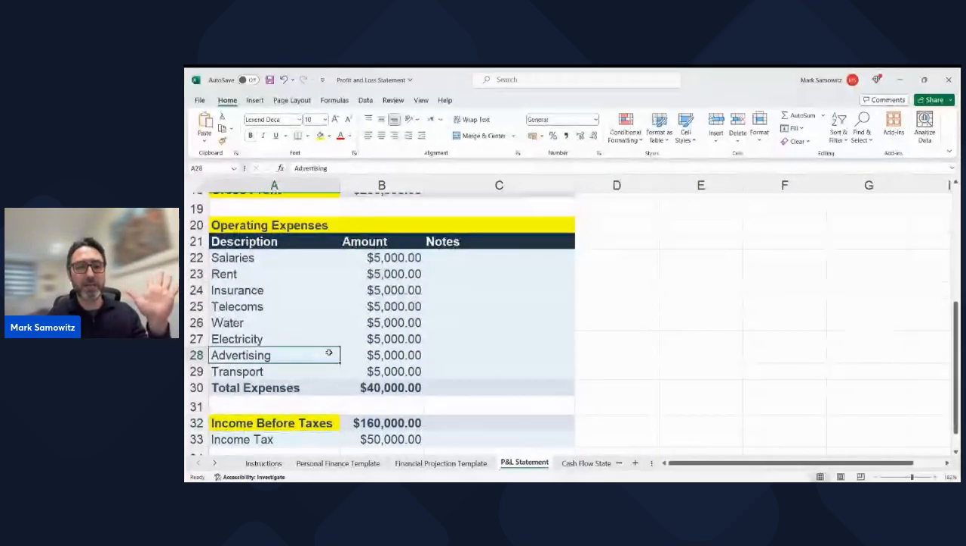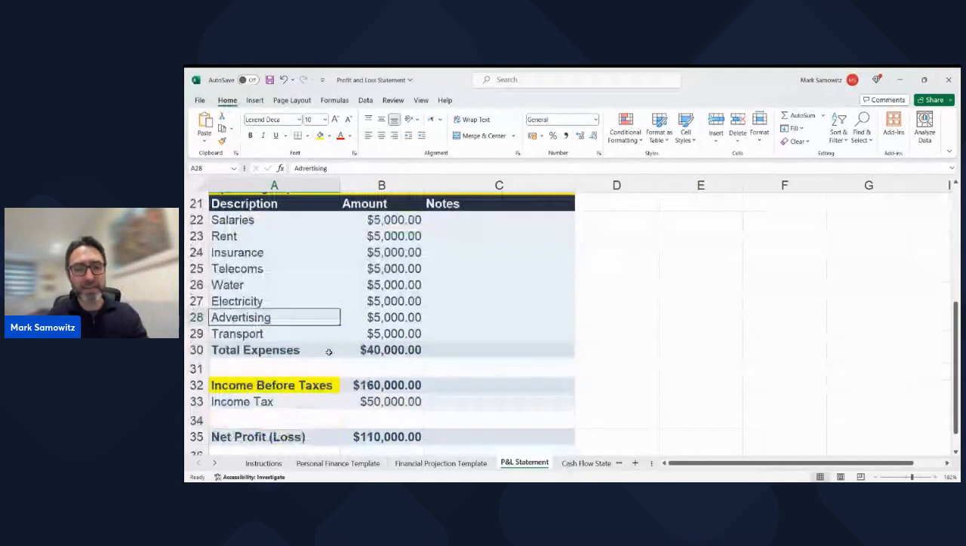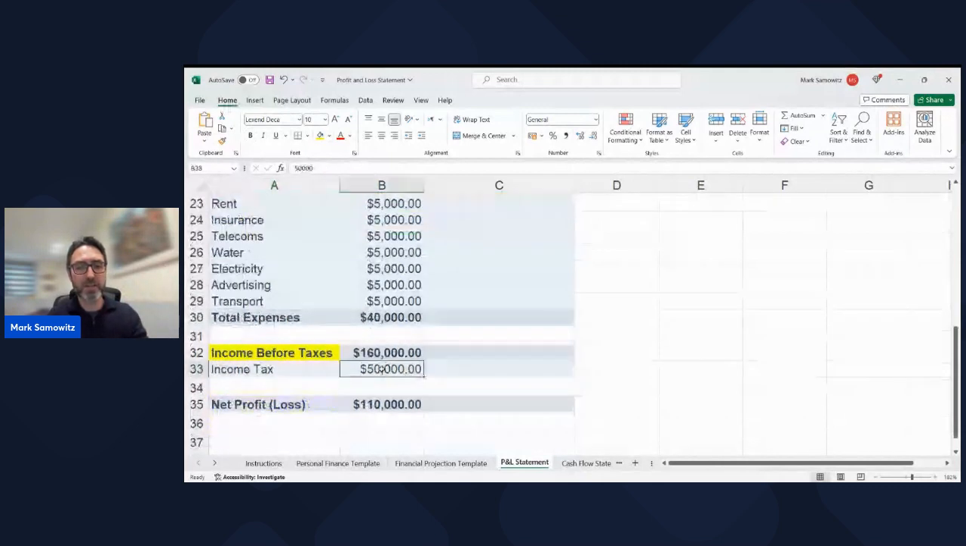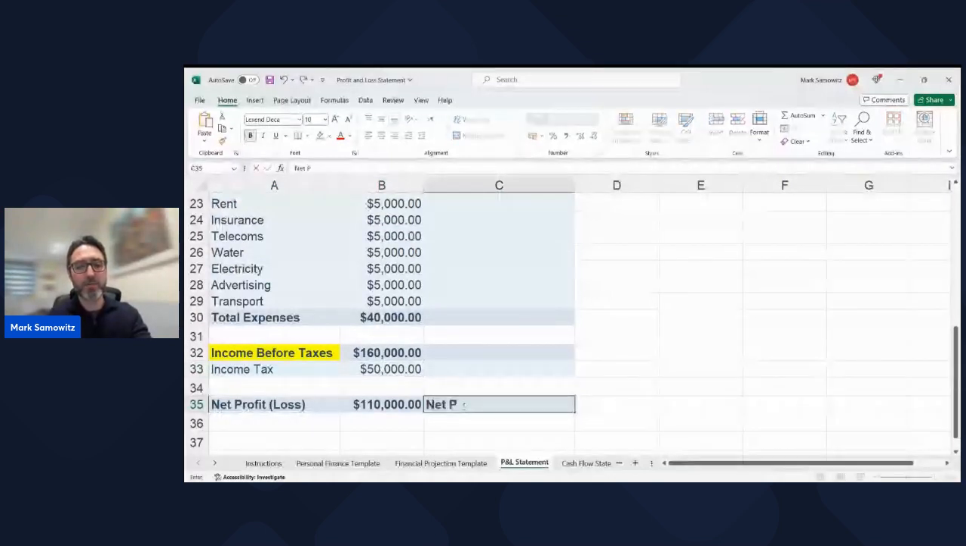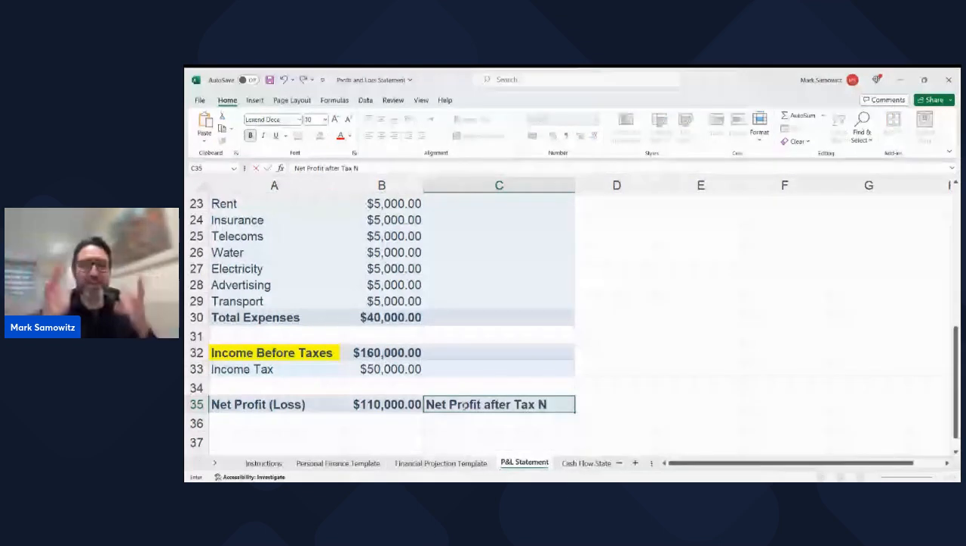Great. Then we deduct tax, $50,000, to give us our net profit or loss after tax. So that line, you might see it as net profit after tax. Some companies use acronyms, finance people love their acronyms. Okay, so NPAT, some companies call it. So that would be your net profit after tax.